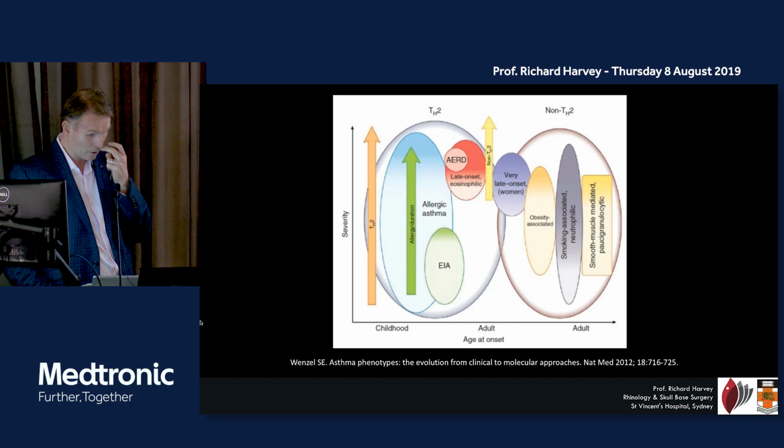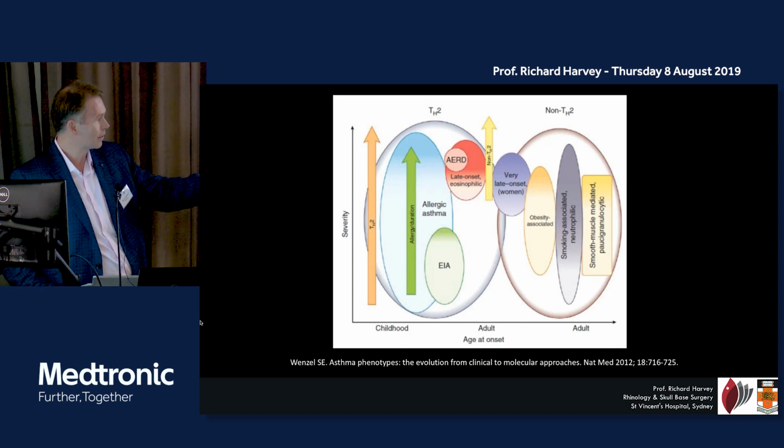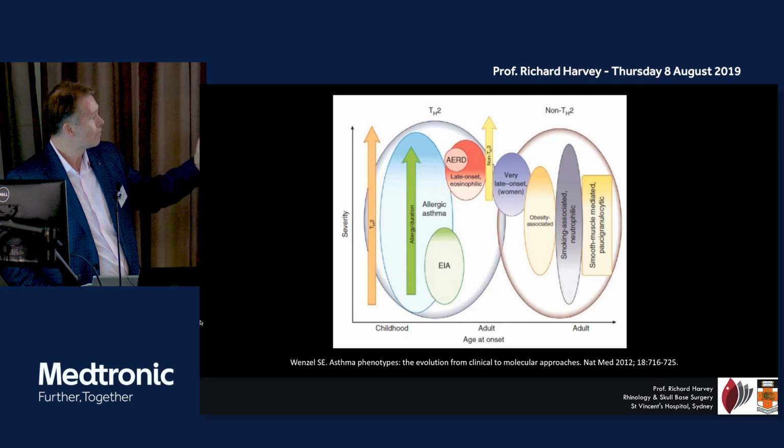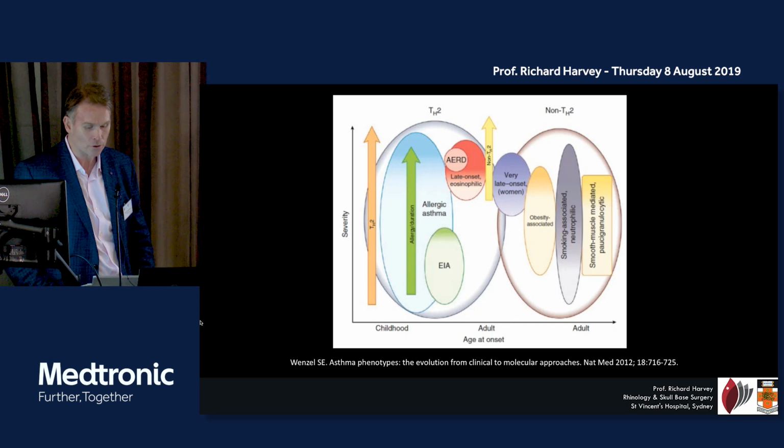So she wrote this article about asthma phenotypes, where on the vertical axis it's severity, and on the horizontal axis it's age of onset. And it really represents a description of phenotypes that are Th2 driven, whether you call that allergic or eosinophilic, through to less Th2 driven as age goes on.